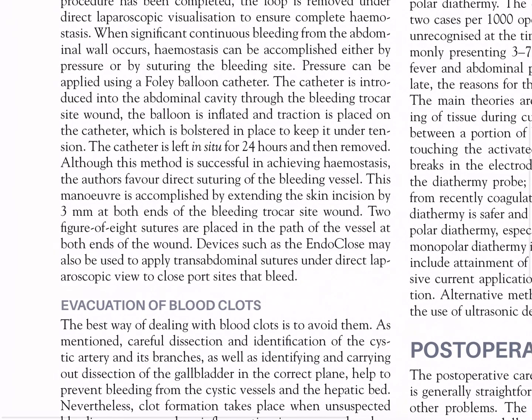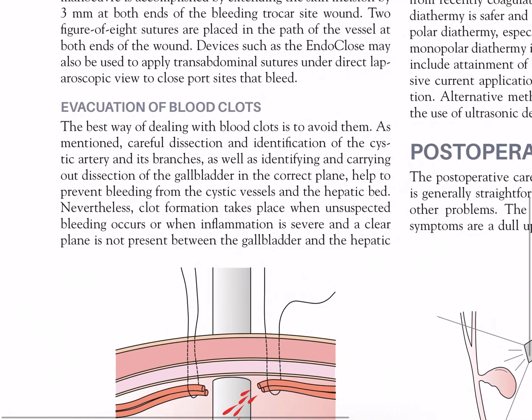Although this method is successful in achieving hemostasis, the authors favor direct suturing of the bleeding vessels. This maneuver is accomplished by extending the skin incision by 3 mm on both sides of the bleeding trocar site wound. Two figure of 8 sutures are placed in the path of the vessel at both ends of the wound. Devices such as Endo Close may also be used to apply transabdominal sutures under direct laparoscopic view to close port sites that bleed. Evacuation of blood clots.